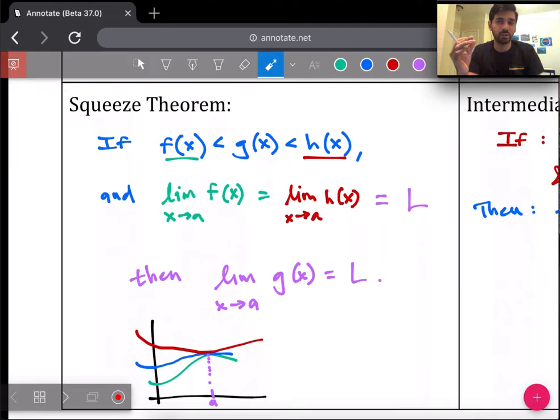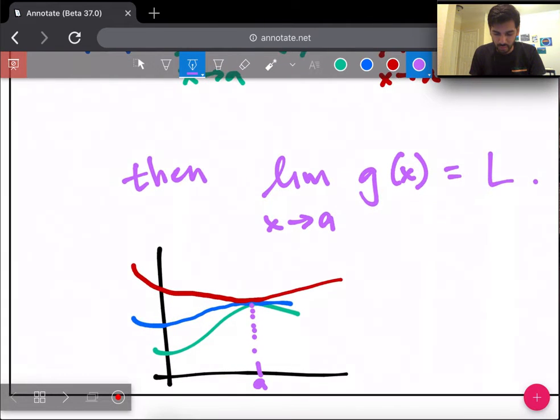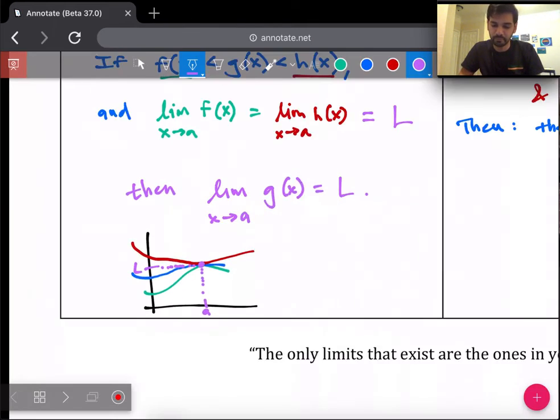So by the squeeze theorem, what it's saying is if this is true and these two have the same limit, then the third one that's in between has to be squeezed in between there, and it has to be the same limit as well. So that's where we get this. And so this y value here should be an L, where these three functions kind of come closer together, and that's called the squeeze theorem.